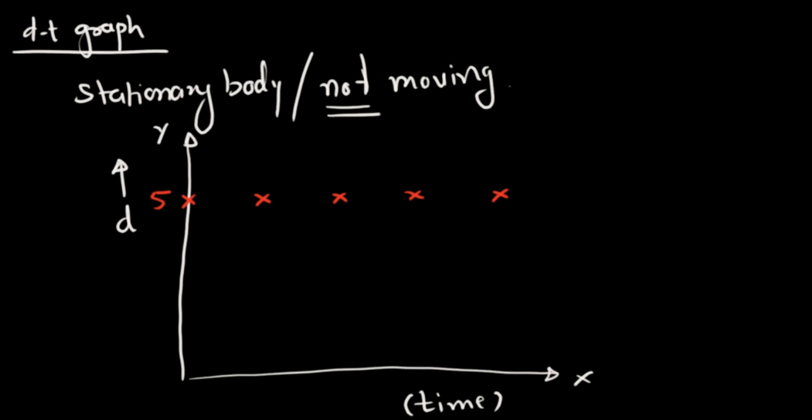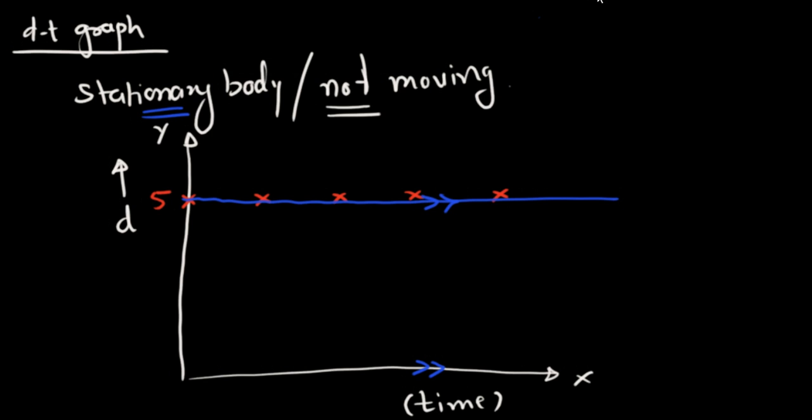So the DT graph for a stationary body will look like a straight line that is parallel to my time axis. A stationary body in a graph looks something like this: a straight line parallel to the x-axis. That's what we have about stationary bodies.